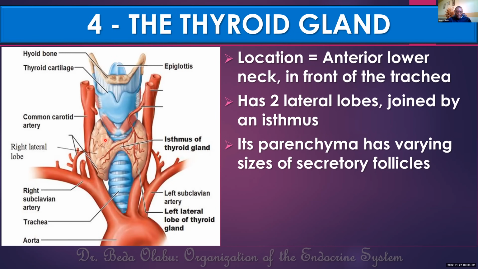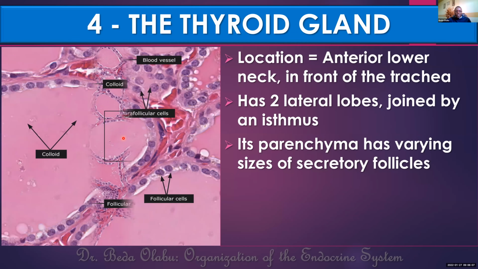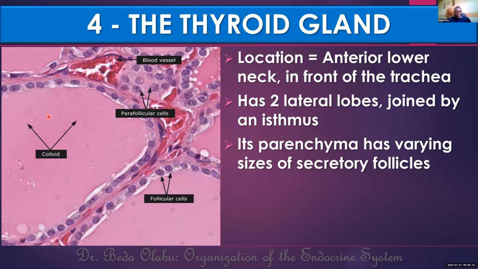The parenchyma of this gland, which means at the histological level inside, has some things we call follicles. These follicles are of varying sizes. This is how they look histologically. That's a big one, that's a small one, that's a small one. They are follicles of different sizes. I'm going to show you how the follicles look shortly in the next slide. These follicles are the ones which actually secrete and store the thyroid hormones.